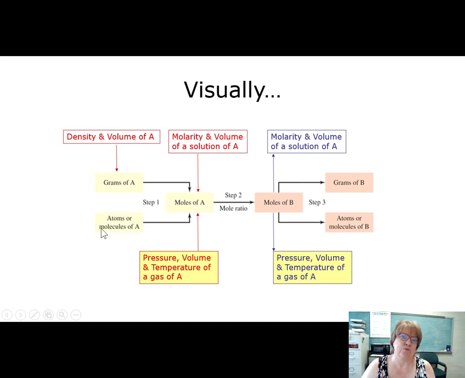If I had atoms or molecules, we did that in Chapter 5. We could use that, or Chapter 4, we could use that to get to moles. Or if I knew gas properties, I could use the gas properties to get to moles of A. So I have a variety of different schemes to figure out how to get moles of what I know. And then I use the mole ratio to get to moles of what I don't know. And then from there, I can go from moles to molarity or volume, from moles to grams if it's a pure substance, from moles to atoms, or from moles to a property of a gas if it's in a gas format. So I now have a very complex web of options, and that's what the steps do.